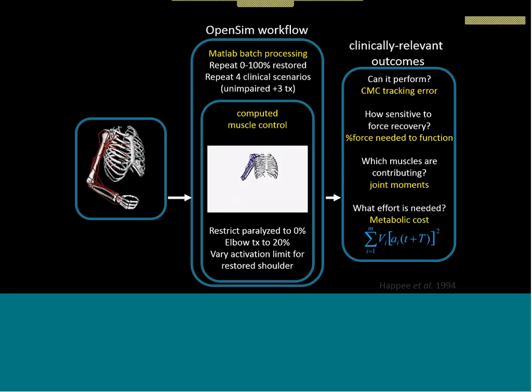So what we did is we varied the activation limit for the muscles that are being restored from the axillary or the suprascapular transfer, from 0 to 100% in 5% increments. We do it for all of those cases and look for where the restoration is sufficient to perform the movement that I'm showing you in this video. We repeated that for 4 clinical scenarios: an unimpaired scenario with a healthy arm, and then the 3 transfer scenarios, to the axillary alone, the suprascapular alone, or both of them together.